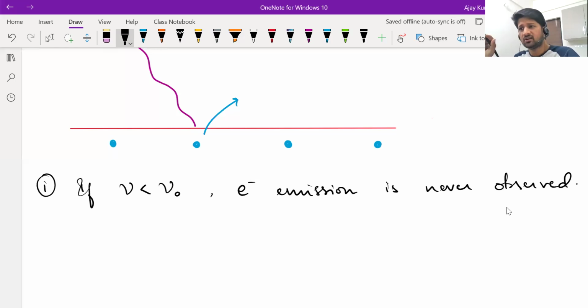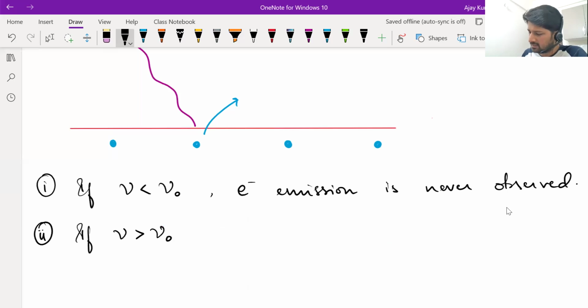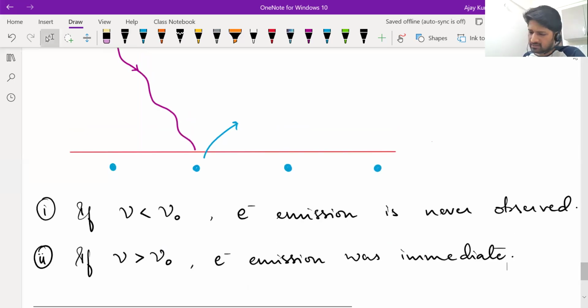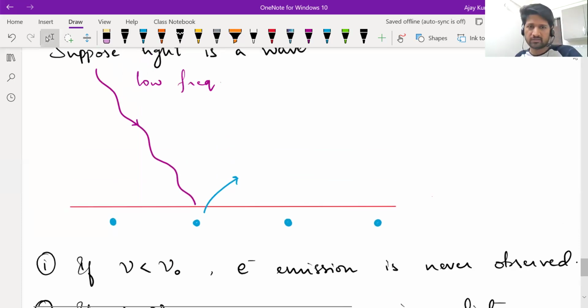So definitely this is contradicting the wave nature of light, because a wave is a continuous distribution of energy. If waves are incident for a lot of time, a lot of energy will be incident. Then eventually the electron should come out, but it never came out. Next observation: if the frequency is greater than the threshold frequency, electron emission was immediately observed, within nanoseconds. The moment radiation is incident, you will see electrons coming out of the metal surface.